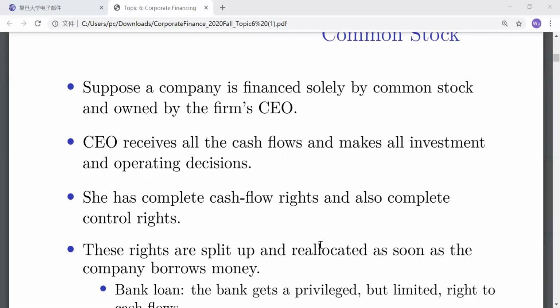So this is the separation of these two roles, which can cause the problem that CEOs, because they don't own the firm, have personal welfare that does not depend on the firm's value. One of the consequences could be that CEOs don't care about the firm, because their personal wealth is not tied up to the firm. So if the company is financed solely by common stock and owned by the firm's CEO, then the CEO's incentive is very strong, because they own the company, so their personal wealth depends on the firm's value.